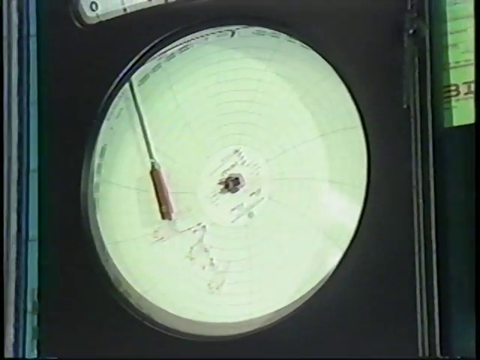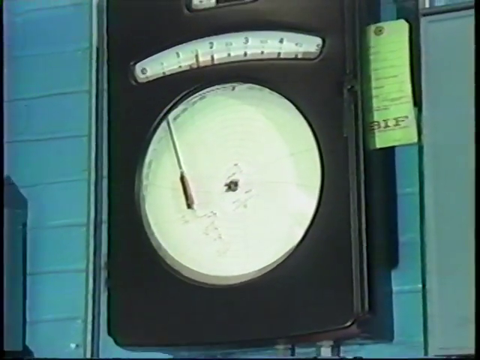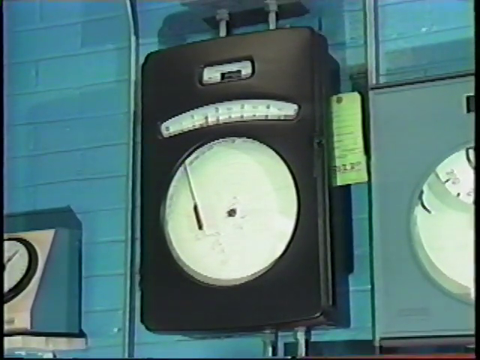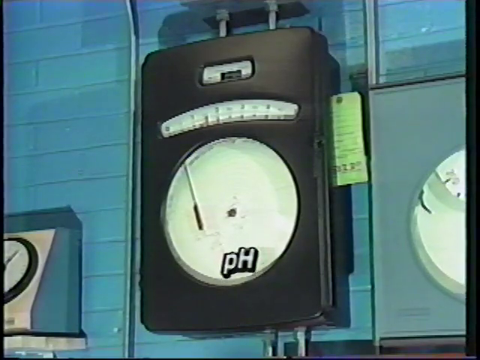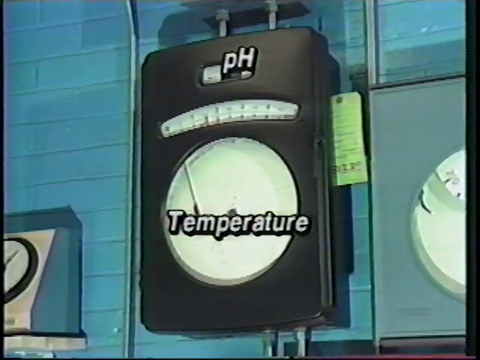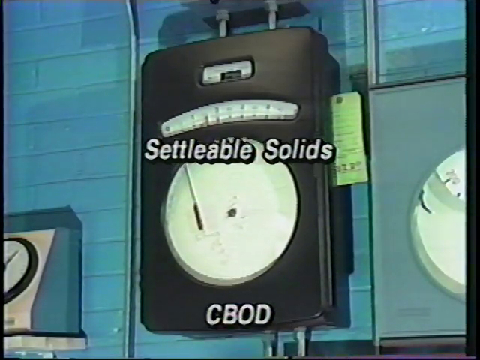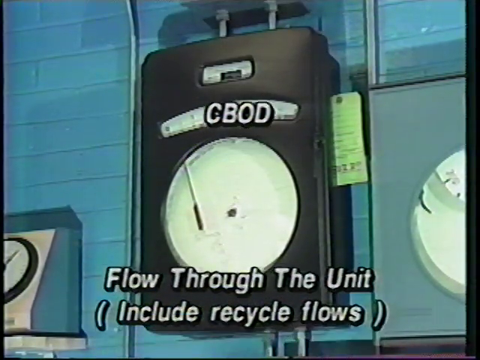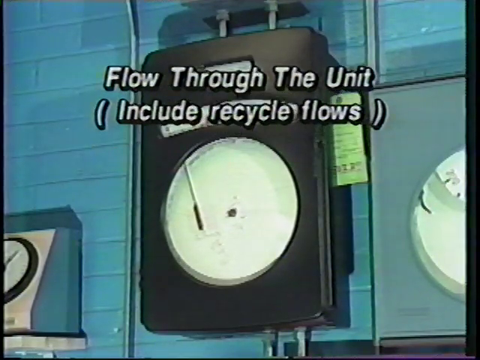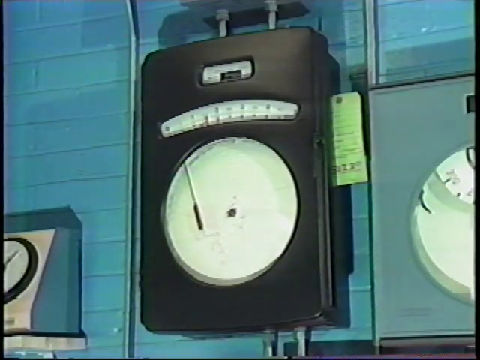At a minimum, the lab tests and data on both the clarifier influent and effluent for calculating efficiencies and removals would include pH, temperature, total suspended solids, settlable solids, CBOD, and flow through the unit. Be sure to include recycle flows. Many operators are under the false assumption that the only lab tests that need to be performed are those parameters listed on the Facility Discharge Monitoring Report.